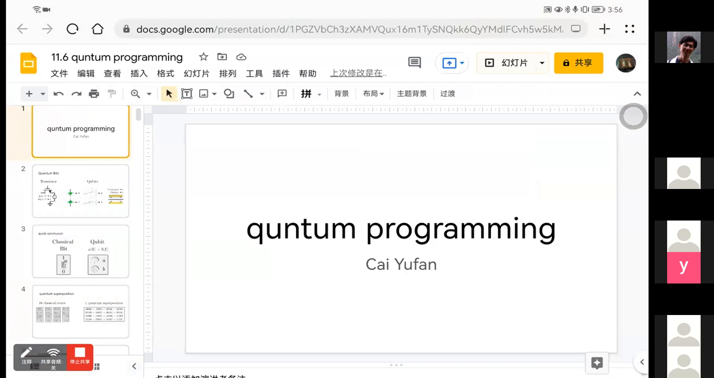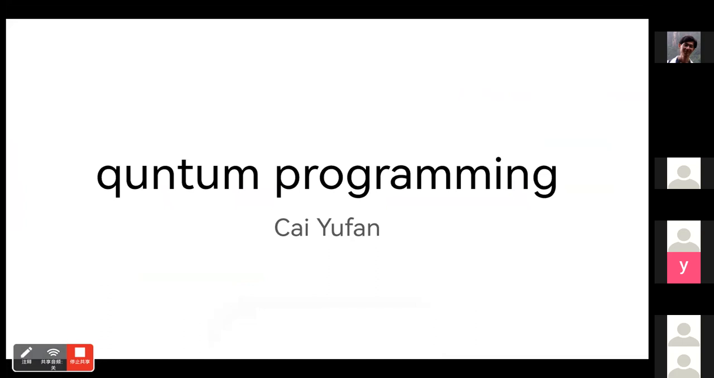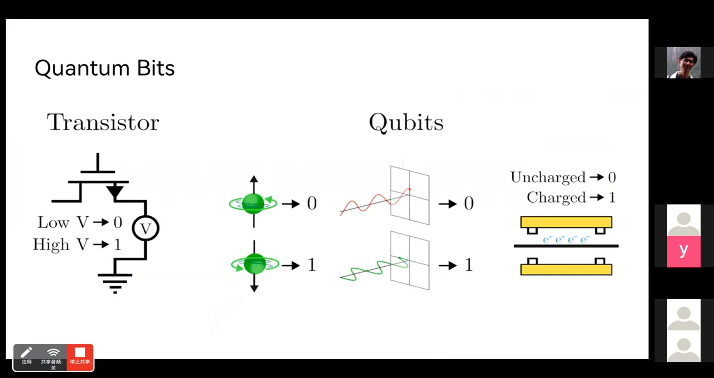Okay, so today I will talk about quantum programming. First, we have a quick review. A bit is usually stored in a classical computer using a transistor that is either connecting an electrical signal, the high voltage, which is one state, or not connecting, the low voltage, which is the zero state. A qubit is similar, but it's made out of a quantum object. It might be a spinning particle that can point up or down, or a photon that can be polarized vertical or horizontal, or a quantum wire that is charged or uncharged.